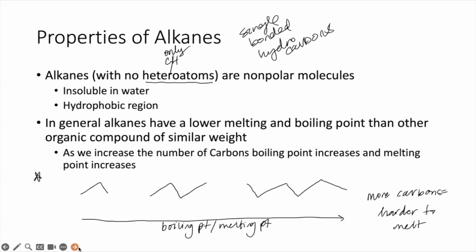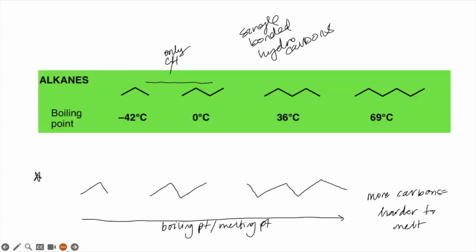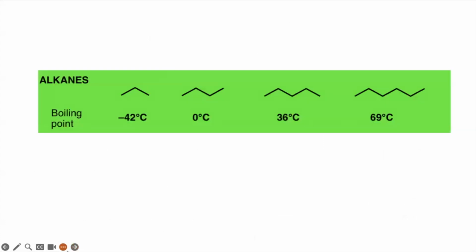And so this is just a picture depicting that same thing that I just drew here, only it's putting numbers on it. I don't know how accurate this is, but a 3-carbon chain has a boiling point of negative 42 degrees Celsius. When we add another carbon, it becomes 0. We add another carbon, becomes 36, and another carbon, 69.